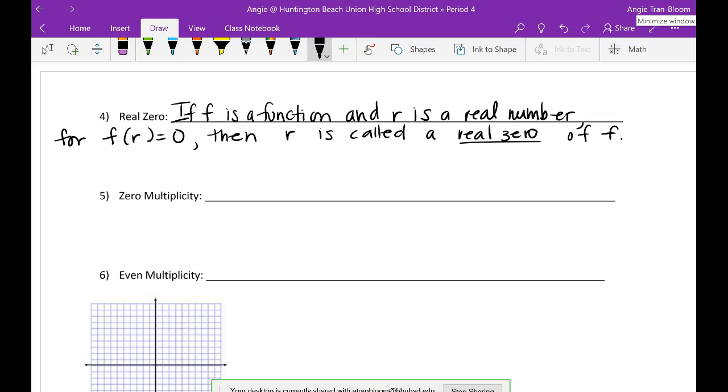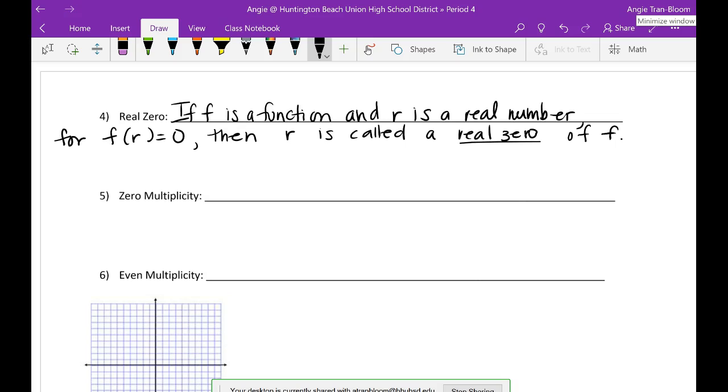Remember, real zero is just called x-intercept. How do we find the x-intercept? Set y equals to 0. So if you set y equals to 0 and you come up with a value, then that value is an x-intercept. But if I plug that value back into my function, it should equal to 0. That's all that is. So r is a real number. If I plug it into my equation and it equals to 0, then that is a root. That is a solution. That is an x-intercept.